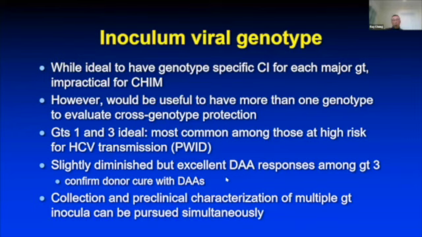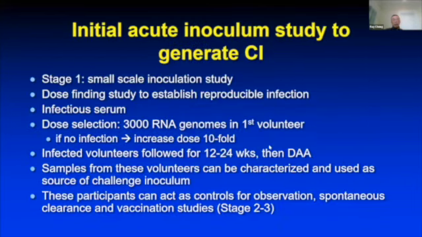Even though we have heard earlier that there might be slightly diminished DAA responses among genotype 3 patients, again, we would take great pains to confirm cure of the donor with DAAs before advancing with that specific genotype 3 inoculum. And we could do this as a parallel processing exercise in which collection and preclinical characterization of multiple genotype inocula could be pursued, again, simultaneously.